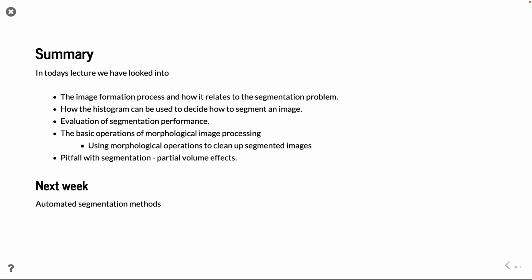Next week I'm going to look into how you can automate the whole segmentation process. Right now we have just taken some value, looks good, go ahead. Next week we're going to look into algorithms that actually find the threshold for you based on statistical methods, and then you hopefully get more robust with the segmentation task.